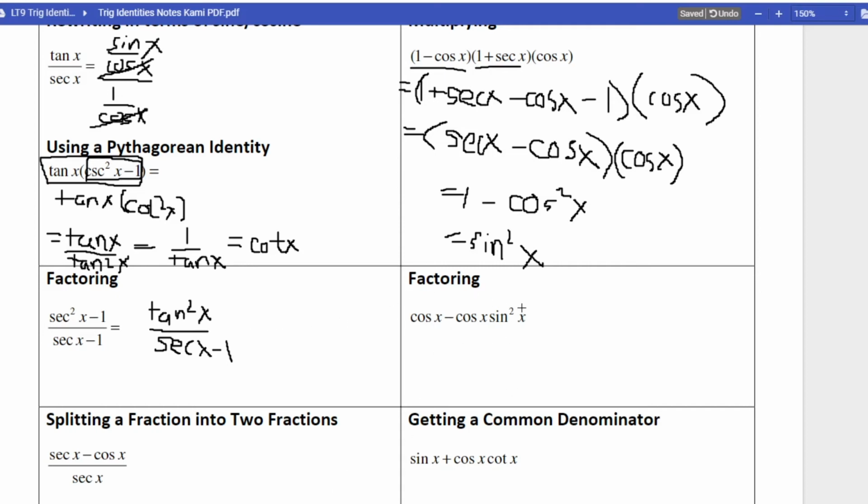Now over here, this comes into play a lot when you want to solve. If you're trying to solve an equation, like let's say that this equals 0, right? If we know how to factor these and manipulate them, we can actually solve equations like this using the zero product property. So over here, we can actually factor cosine out of both of these, and we get cosine of x times 1 minus sine squared of x.